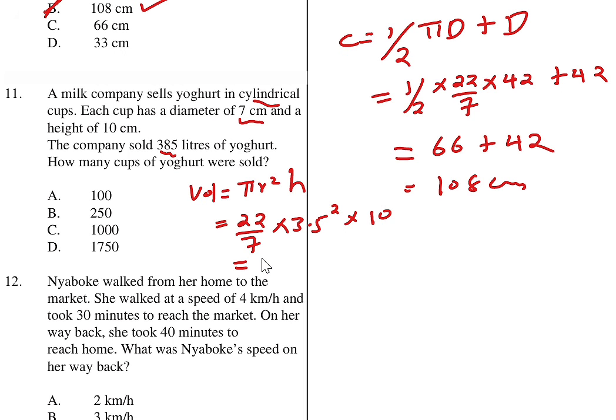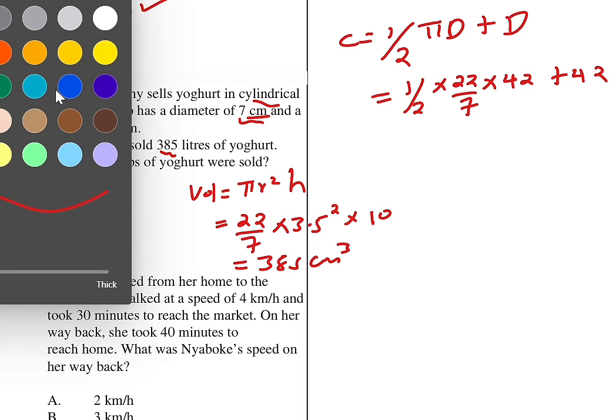So this is 385 cubic centimeters, because the units are in centimeters. And then here we have one cup. So one cup, its volume is 385 cubic centimeters. You need to rub here so that you can work out.